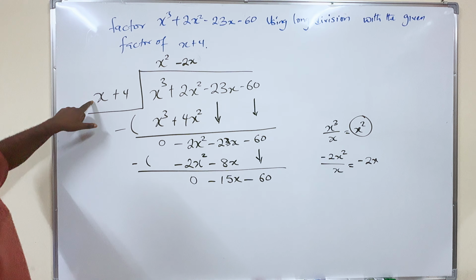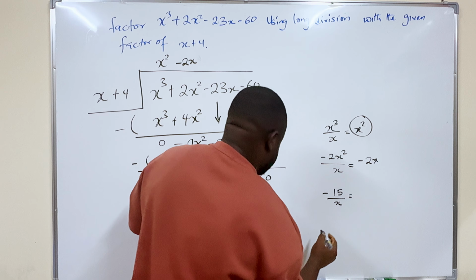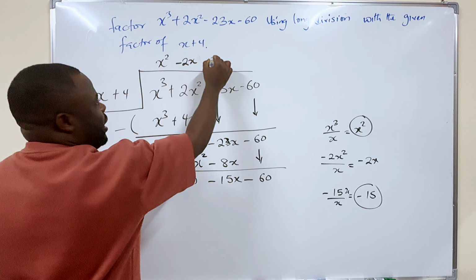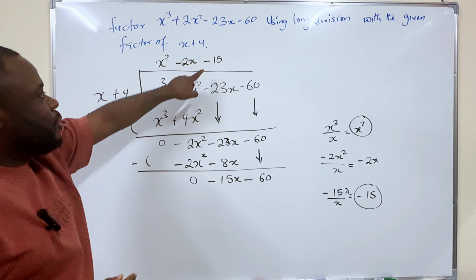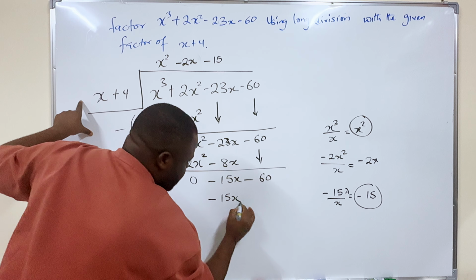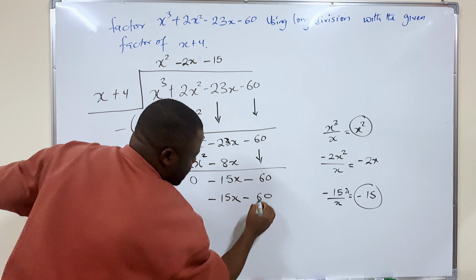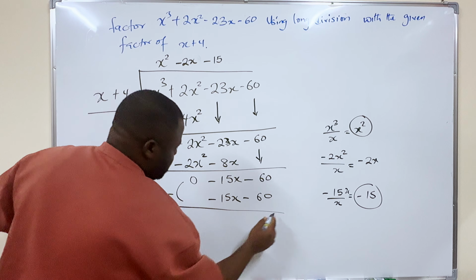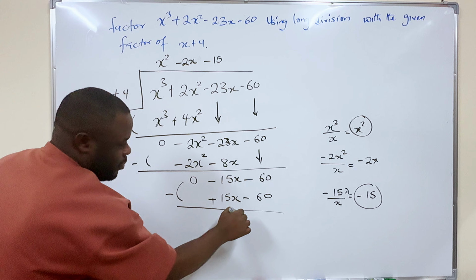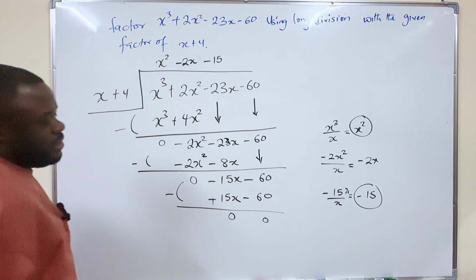So you do the same thing again. Negative 15x divided by x is going to give you negative 15. So this negative 15, you write it directly here. Negative 15 multiplied by x is going to give you negative 15x. Negative 15 multiplied by 4 is going to give you negative 60. So you subtract. Of course, this is going to give you 0, because if you are using this, the minus returns to plus. So negative 15x plus 15x is 0, negative 60 plus 60 is 0.